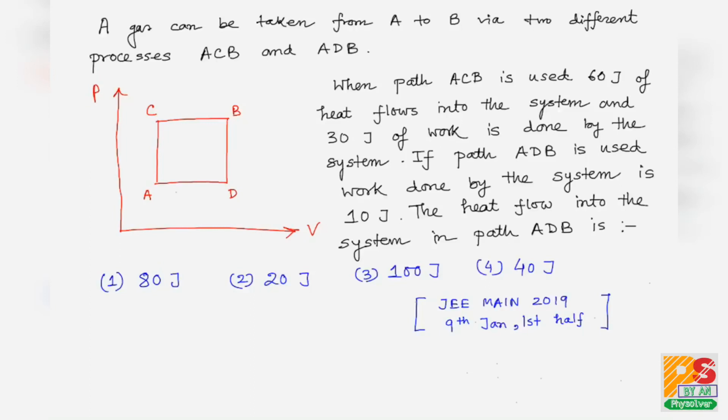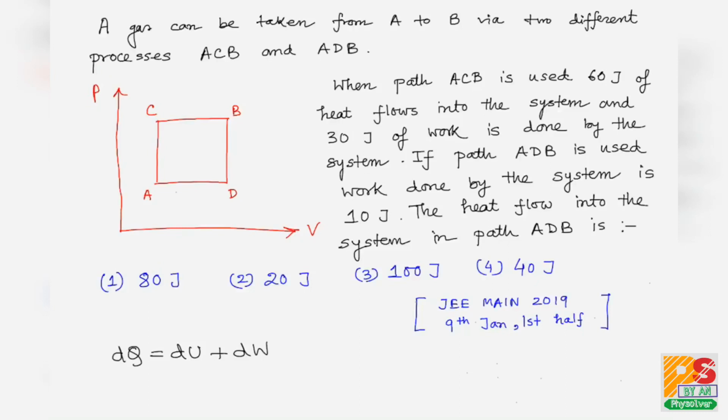This is a JEE Main 2019 question. Date of the examination was 9 January, first half. Okay. First we have to understand the first law of thermodynamics. The law says dq equals du plus dw.